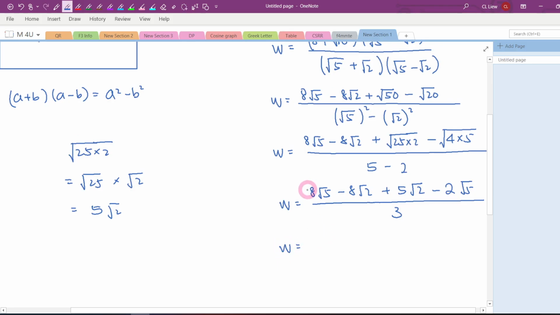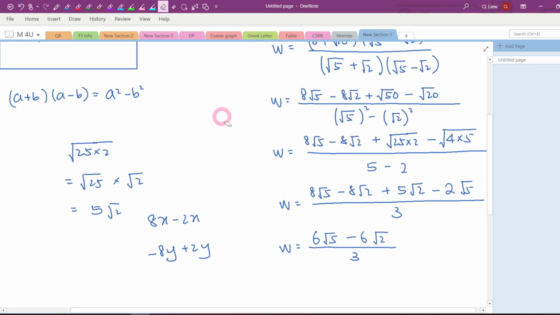Okay, so 8 times square root of 5 minus 2 times square root of 5. You just think like this, 8x minus 2x is equal to 6x, right? So same thing, this is equal to 8 minus 2, you get 6, 6 times square root of 5. Okay, so how about this one? Negative 8 times square root of 2 plus 5 times square root of 2. You just think about this.